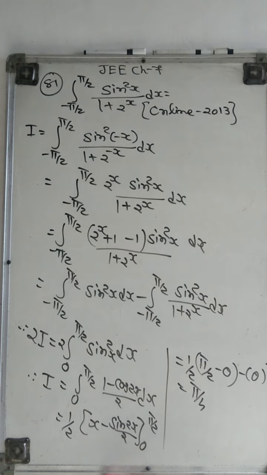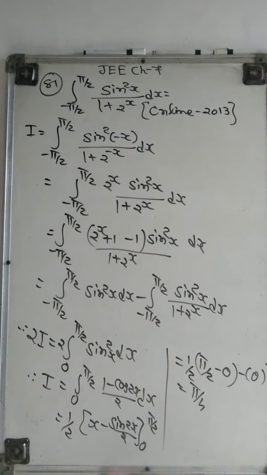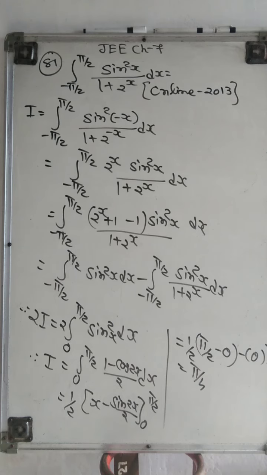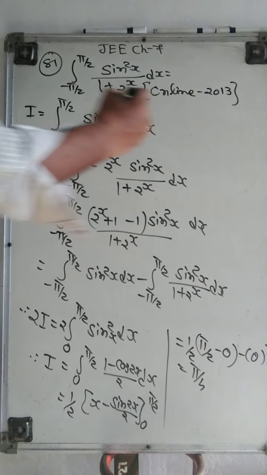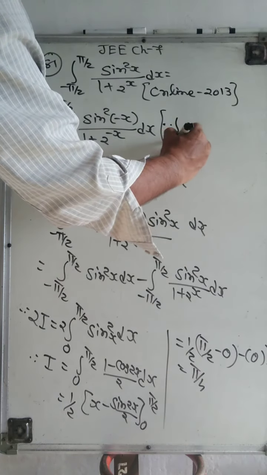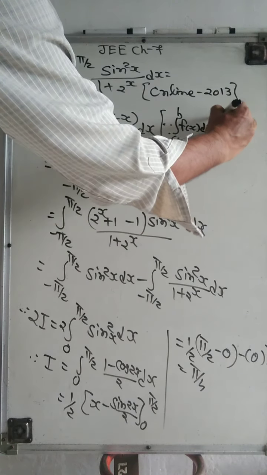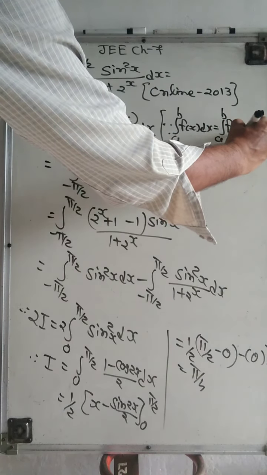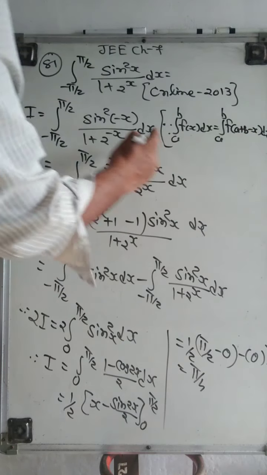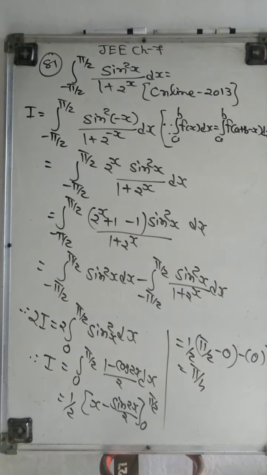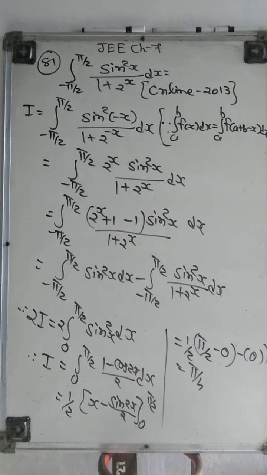So this type of question is an easy question, but it is an online 2013 question. Therefore, be careful with this type of sum and do it with this method, then you can easily understand. Here I mention this formula: the integral a to b f(x) dx is equal to the integral a to b f(a plus b minus x) dx. Here we just apply this formula, then we get the answer, right? So be careful and remember it very carefully.